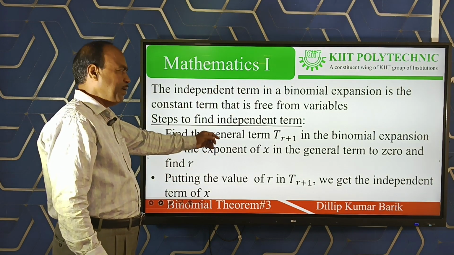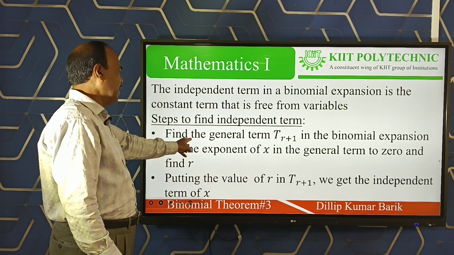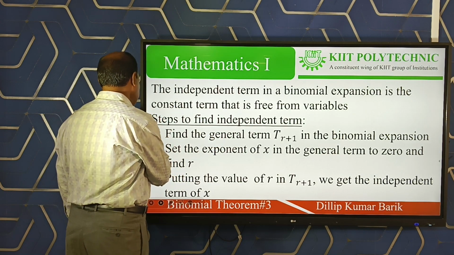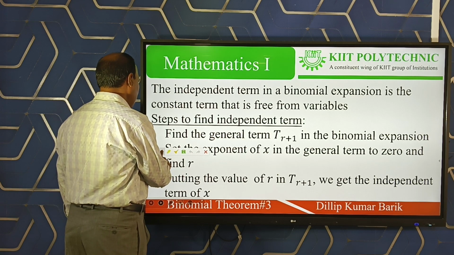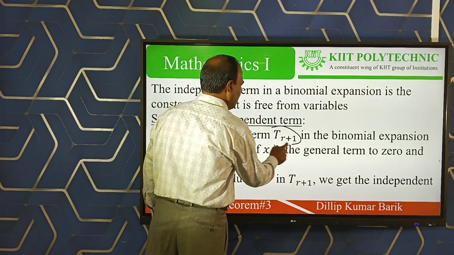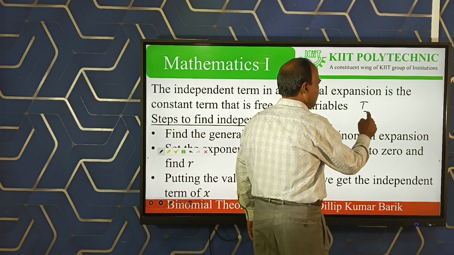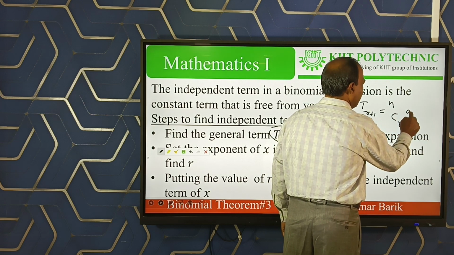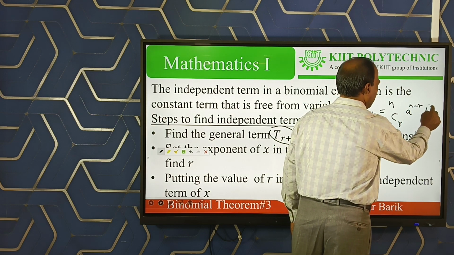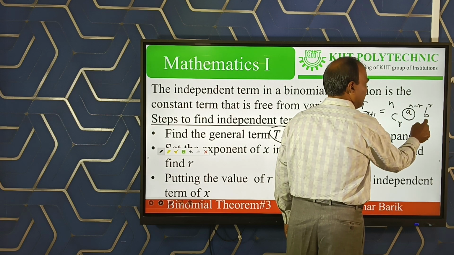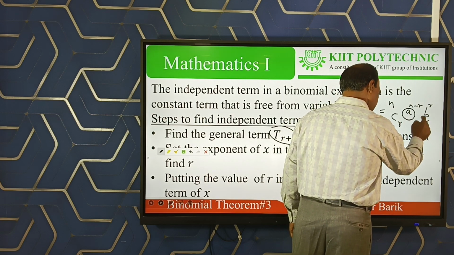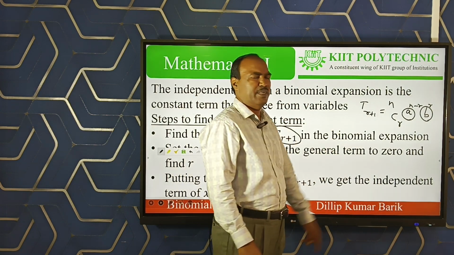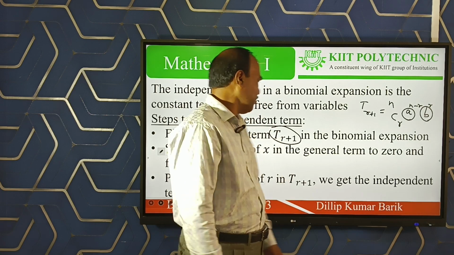These are the steps. First, find any term, meaning the general term, using our previous formula T(r+1). You already know the T(r+1) value is nothing but nCr a to the power n minus r, b to the power r, where a is the first term in the given binomial and b is the second term, n is the exponent, and r takes any value.